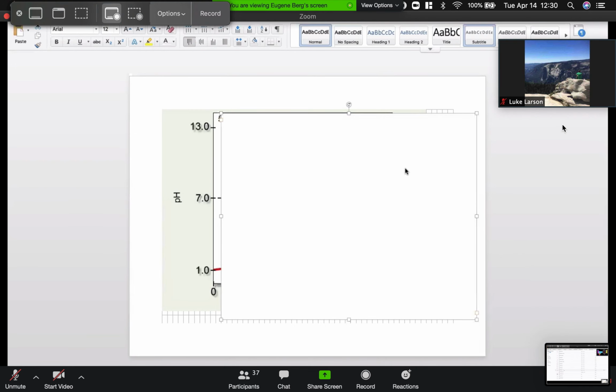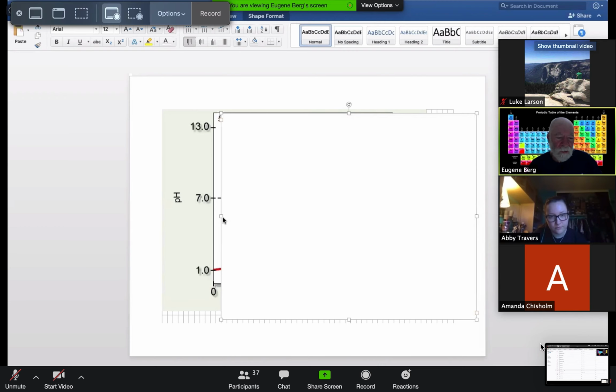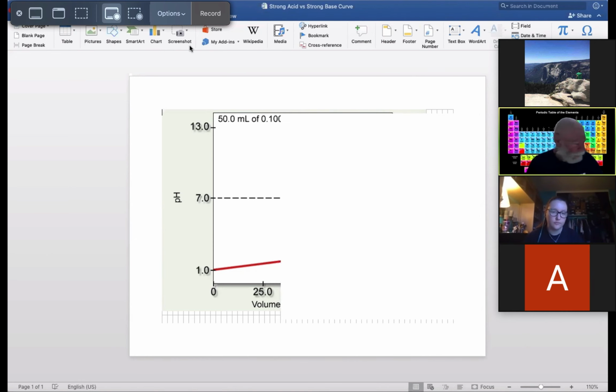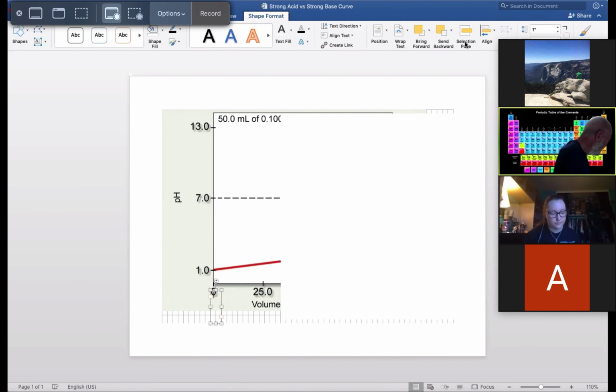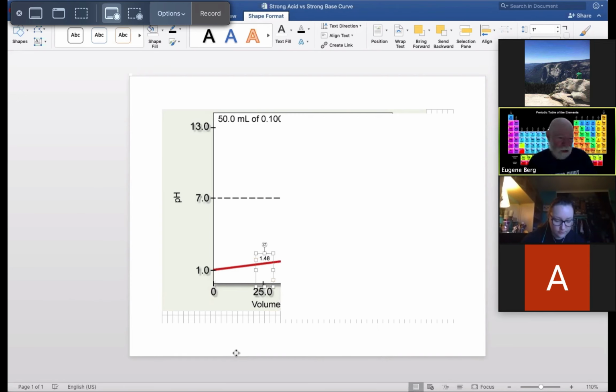At the start we found out the pH is 1. We've gone to 25 milliliters added, halfway through the titration, and the pH was 1.48. Now here's what I want you to realize. We've gone halfway through the titration, and the pH has changed hardly at all. So far, it should look kind of boring to you.